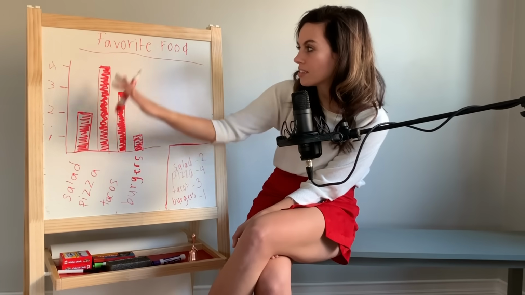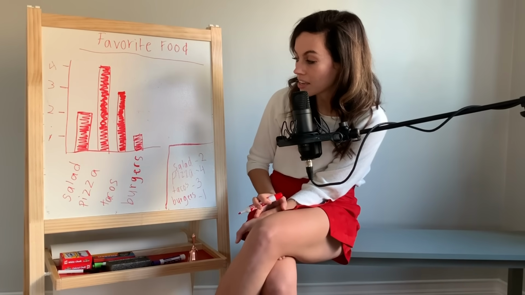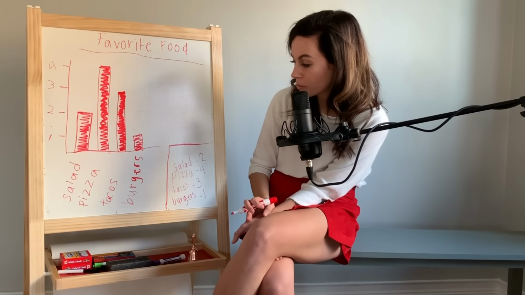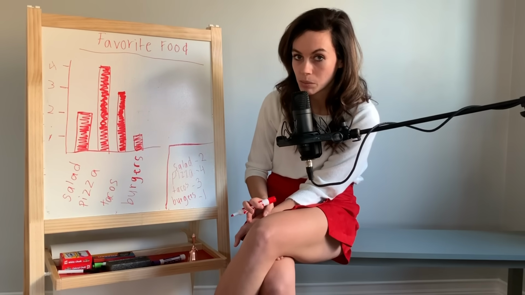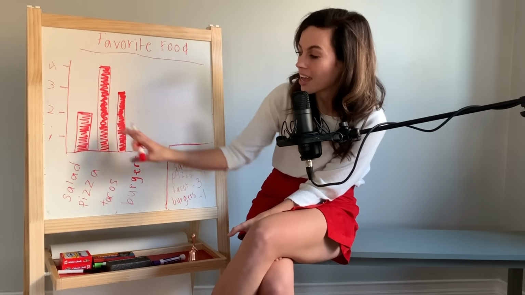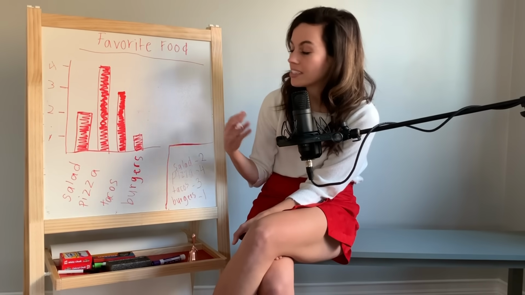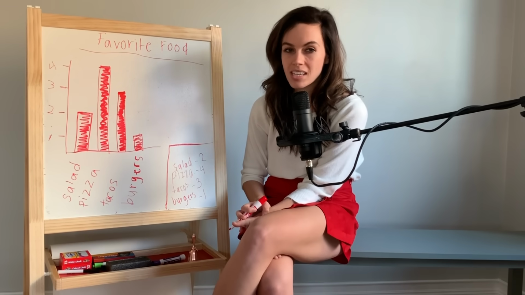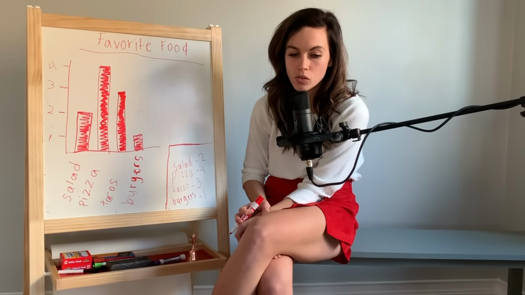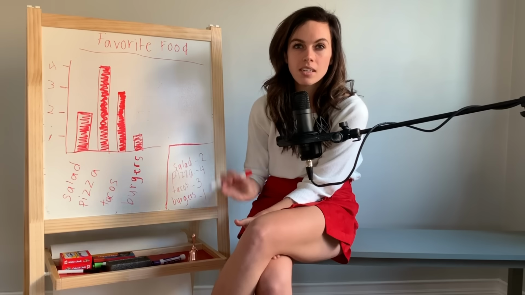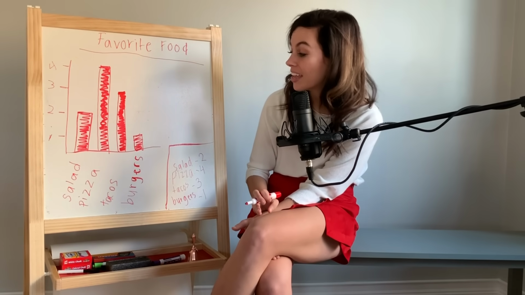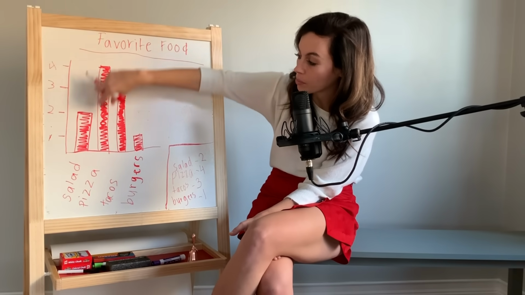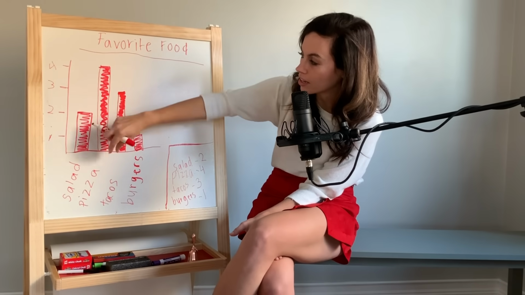So if you look at this bar graph, you can easily see the type of food that the most people liked, and you can also easily see the type of food that the least people like. So this is a way to help us understand data that we collect. So which food do most students like the most? It is pizza. If you look here, the bar goes up the most. It's the biggest and the longest bar.